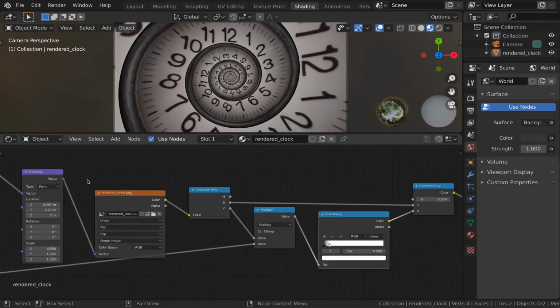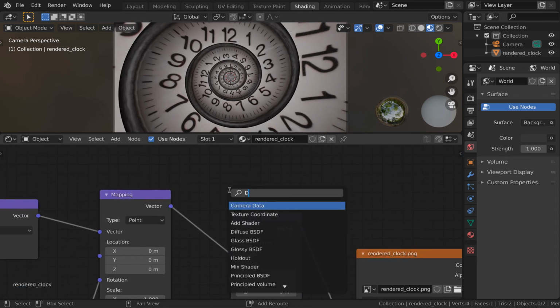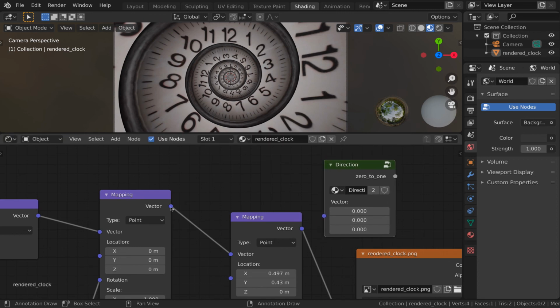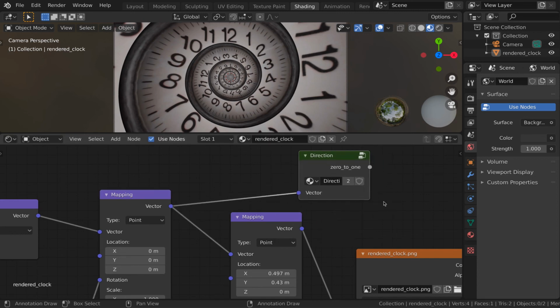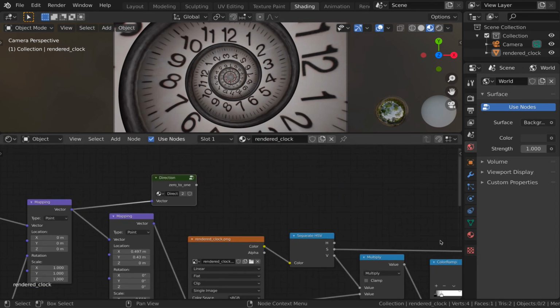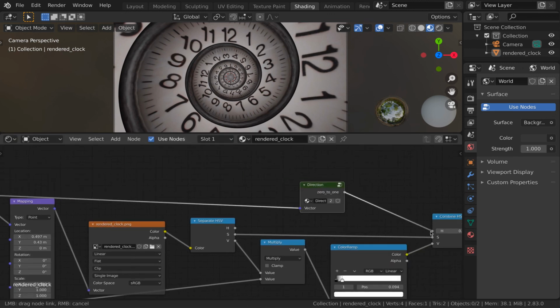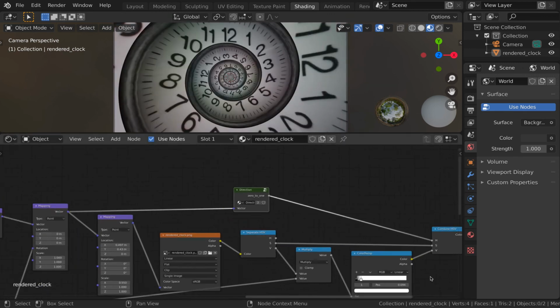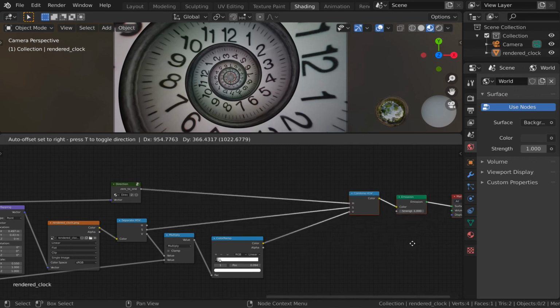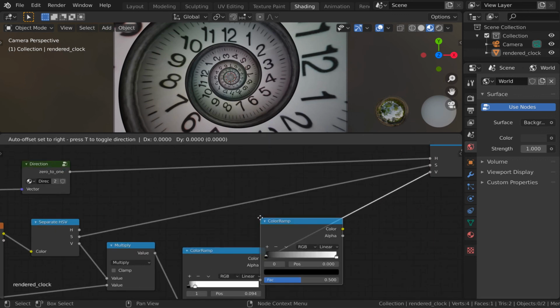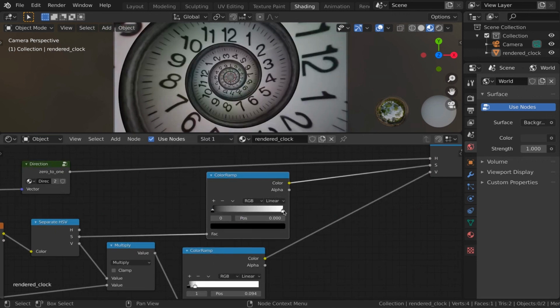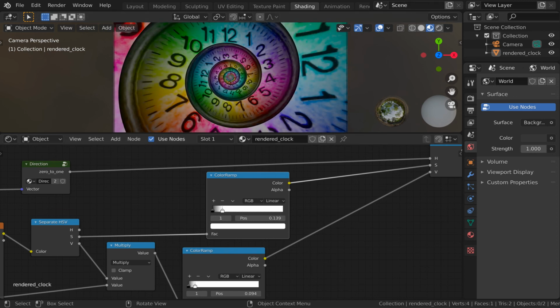For the hue, let's add another one of those direction nodes that we created earlier and feed it the output from our most recently added mapping node and make that the hue value. That created a rainbow effect, but we can barely see it because there isn't much saturation. Insert a color ramp for the saturation and adjust the sliders to really bring out the rainbow colors.